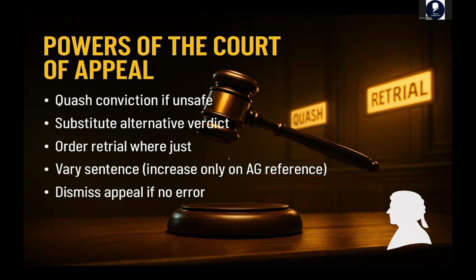So once seized of an appeal, the Court of Appeal has wide powers under Section 2 and Section 3 of the 1968 Act. It may quash the conviction, substitute a lesser offence, order a retrial, vary the sentence, or dismiss the appeal. The court's core purpose is to ensure that justice has been done and seen to be done.